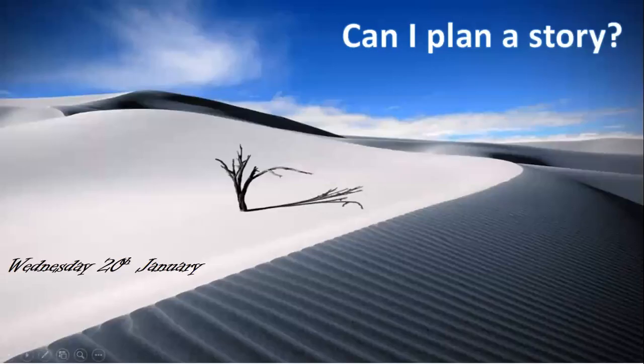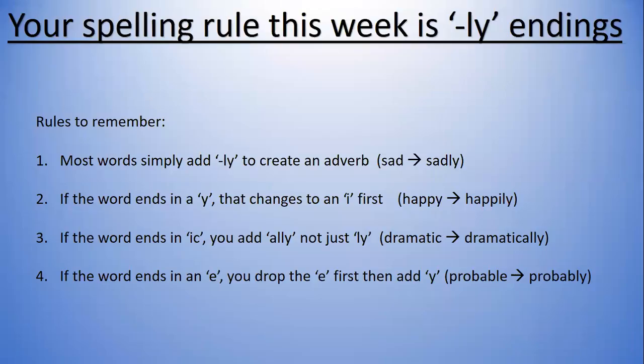Okay, it's Wednesday, the 20th of January, and today we're looking at Can I Plan a Story? Just before that, though, we're going to look at our spelling rule for this week. And our spelling rule this week is adding ly onto words.